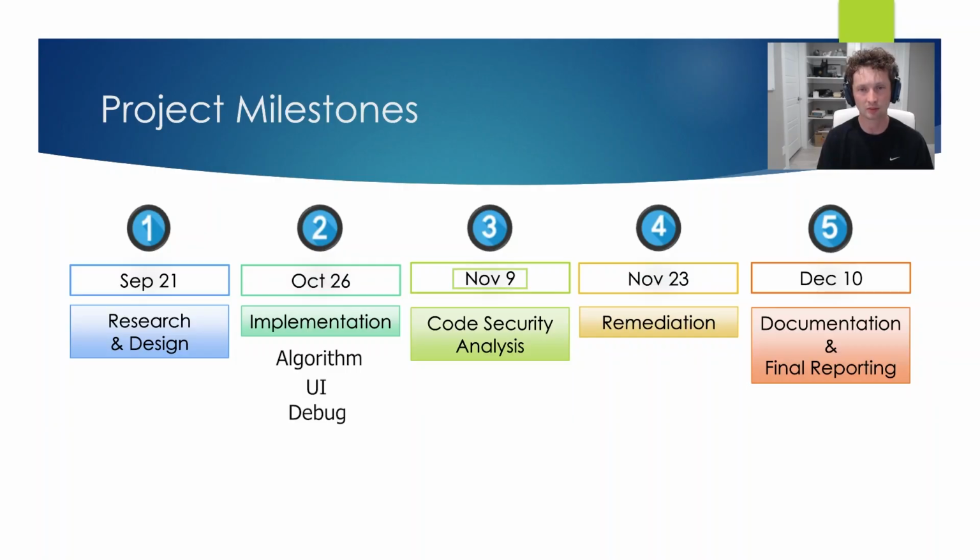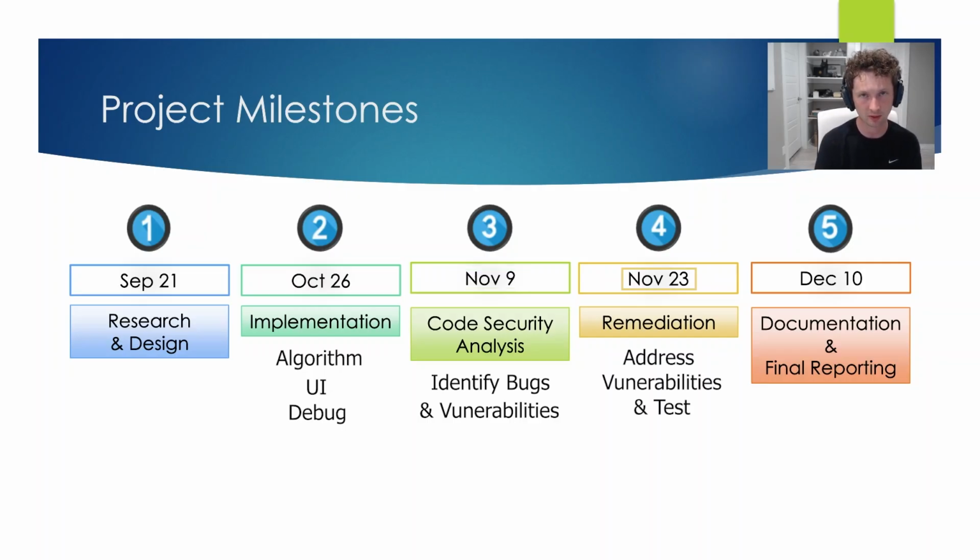So November 9th is really where we start finding some of those bugs. That's our code security analysis. So we'll look and see if we can find any kind of vulnerabilities or exploits inside our implementation, and we'll have all of our bugs, anything that's wrong with the program, fixed by November 23rd.